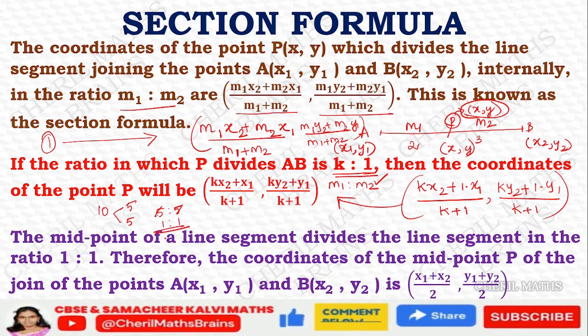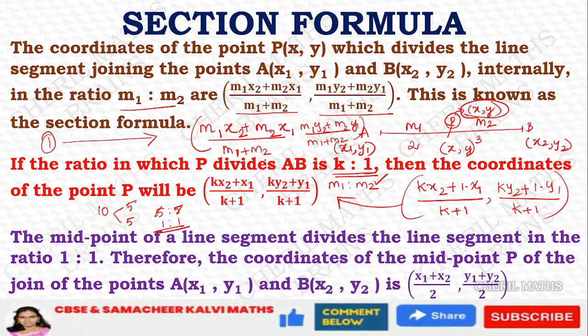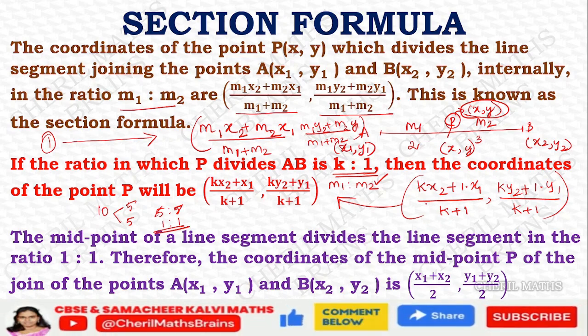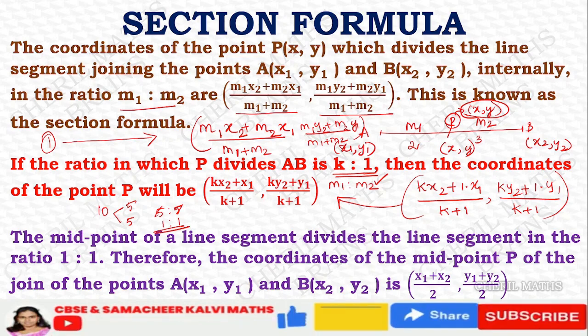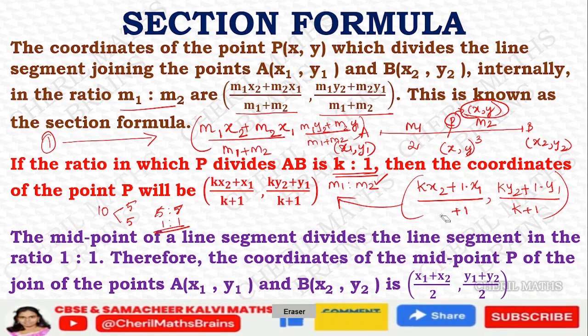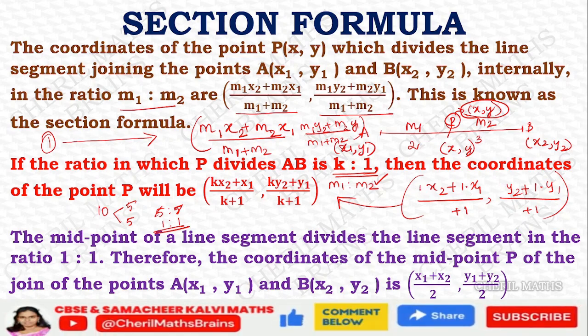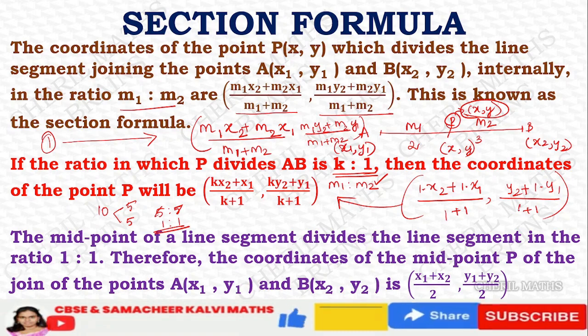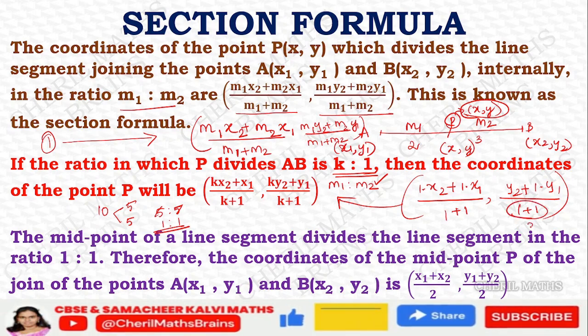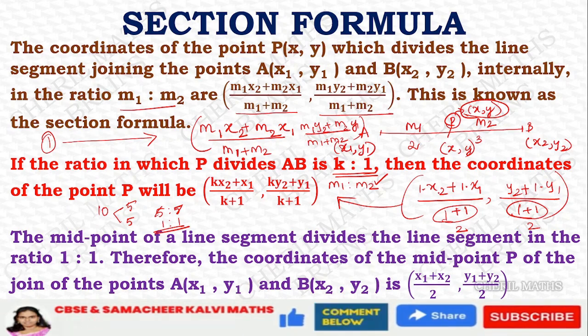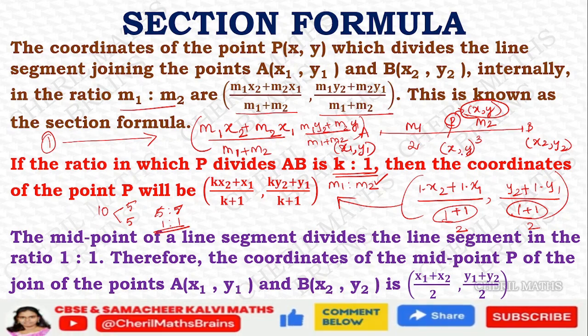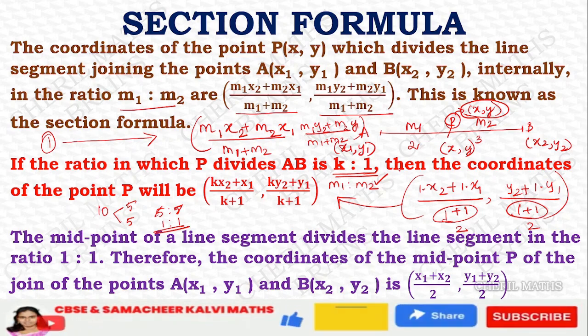So if it is 1 is to 1, see clearly, children, you are having m1 as 1, you are having m2 as 1. So instead of k, you just replace it by 1. I'll just do it here itself so that you will be able to understand very easily. So wherever I had k, I am writing as 1. So what is my 1 plus 1? 2. So here also it is 2. And on the top, the numerator, you have x1 plus x2. That is how you are getting this formula, children.